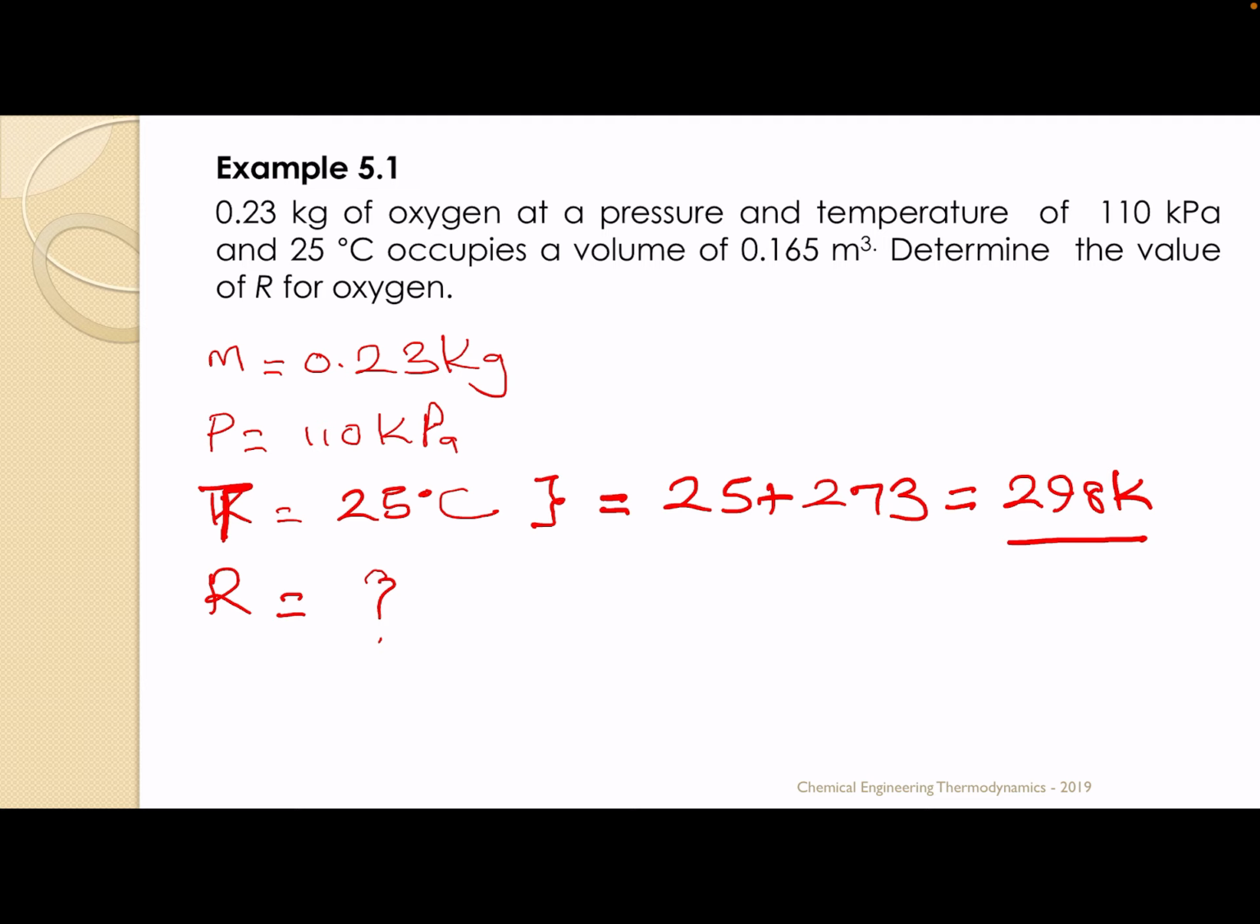Another thing I want you to take note of, which will be necessary as we move forward, is the different units of your pressure.